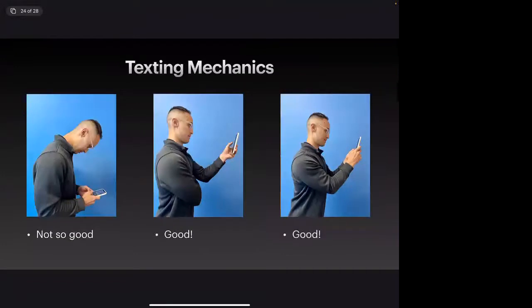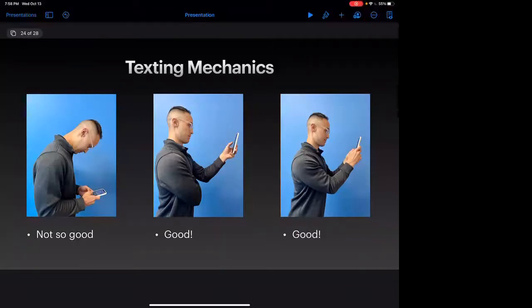Okay, so texting mechanics. First picture, not so good. I'm looking down, you see a lot of people text like this. So next two pictures, a lot better. I want to hold my head up in a neutral position. In the second picture, I'm using my right arm to support the left. And then a third picture, I have both my arms up. So that's going to be a lot healthier for your neck over time than looking down.